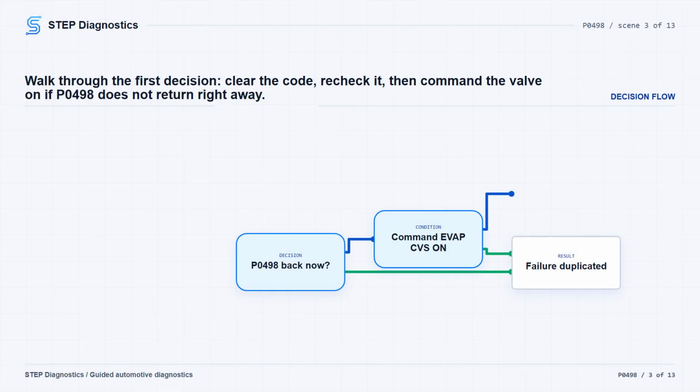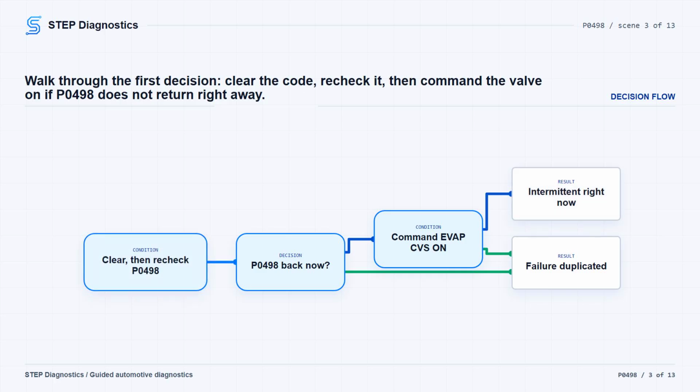Start with the ignition switch in ON (II), or use the engine start/stop button to select ON mode. Clear the DTC with the HDS, then check for pending or confirmed DTCs. If P0498 comes right back, skip the duplicate check and go straight into circuit testing. If it does not come back, command the EVAP canister vent shut valve on with the HDS by selecting EVAP test, then EVAP CVS ON under single solenoid, and check pending or confirmed DTCs again.